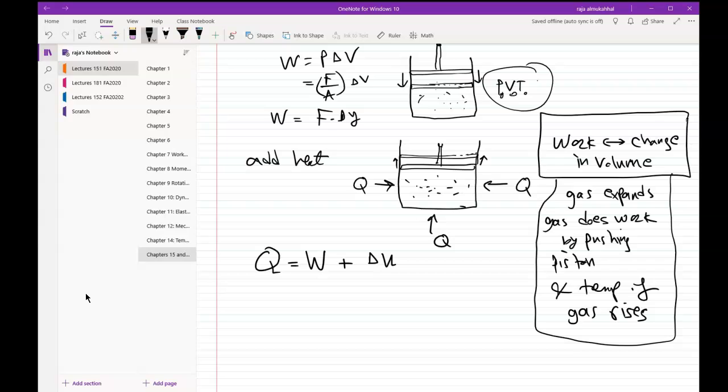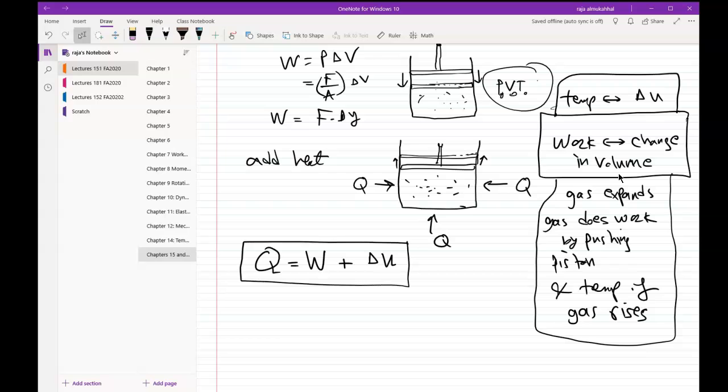If I increase the temperature of a gas or water or whatever I'm dealing with, I have basically increased the internal energy. So here we just said work and change in volume, and then we have here internal energy, temperature with internal energy. Okay, these are two words that are directly related to each other. I hope everyone understands what's going on here. Let me repeat it again.